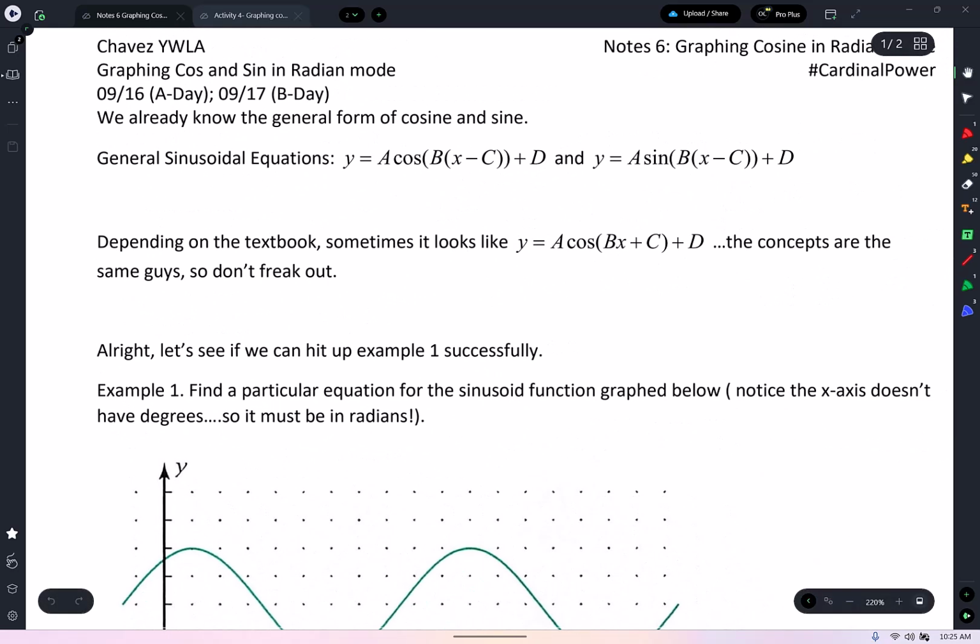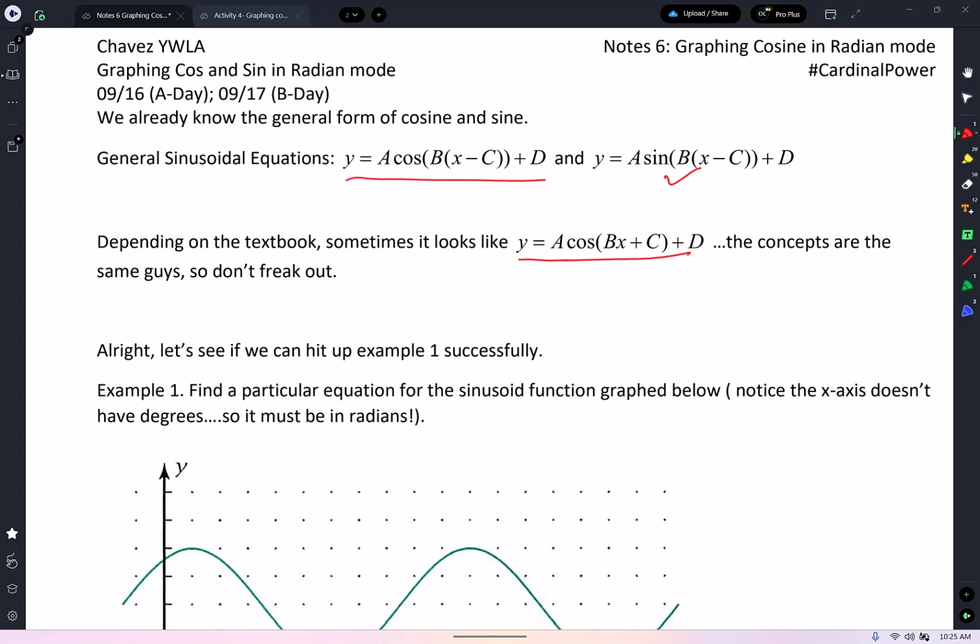Real quick, just make a note. This is what we've been doing lately. This is what we know how to do right now. We haven't really messed with sine yet, but we will in a little bit. Some textbooks write the argument as bx plus c, relax. If you want to see the shift, you got to factor out that b.